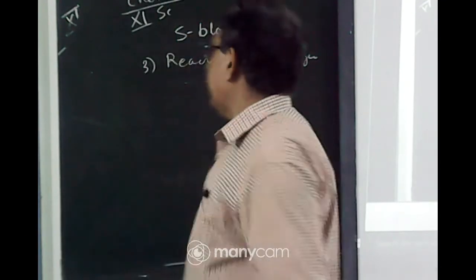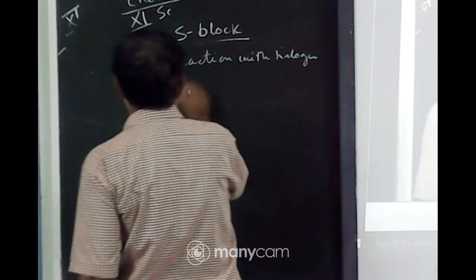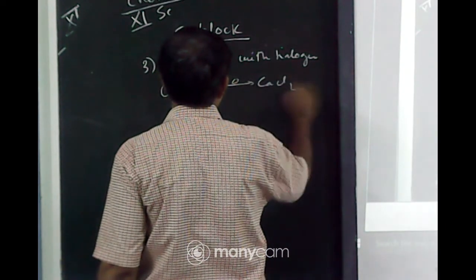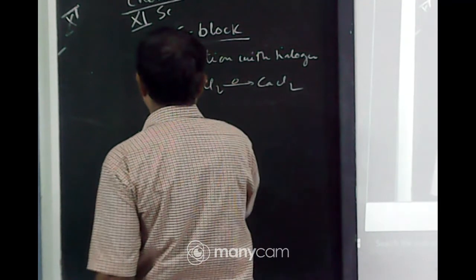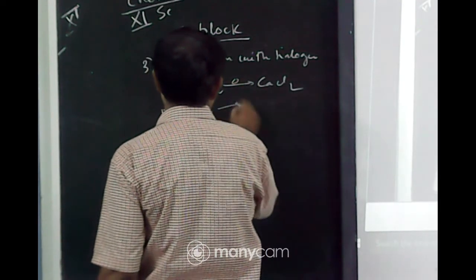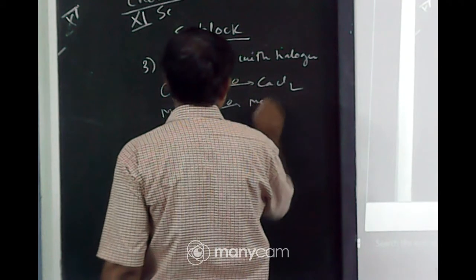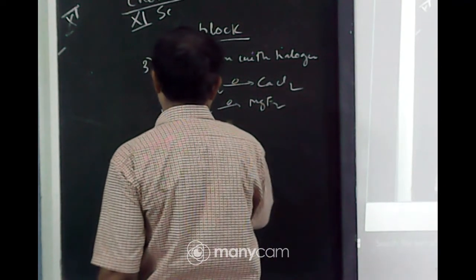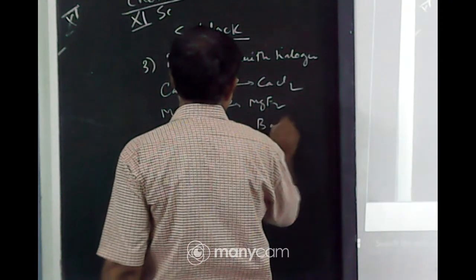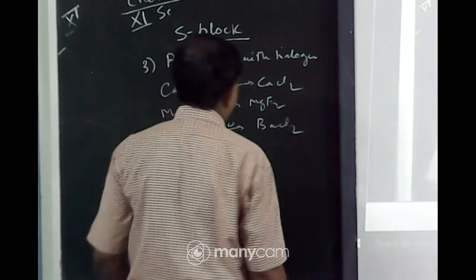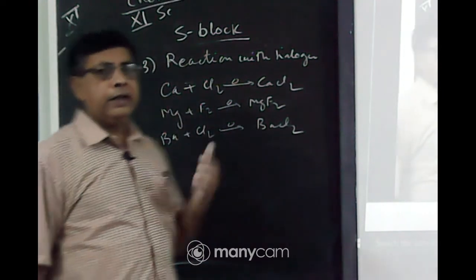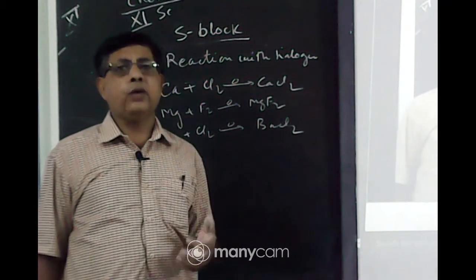So, an alkaline earth metal, say calcium, when heated with Cl2 forms calcium chloride. Similarly, magnesium when heated with fluorine forms magnesium fluoride. Barium when heated with chlorine forms barium chloride. All these halides are ionic in nature, and the ionic character of halides increases down the group.